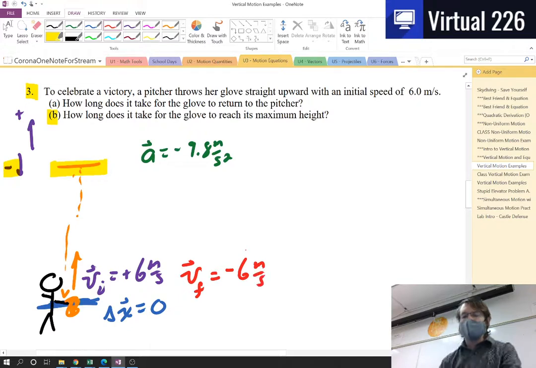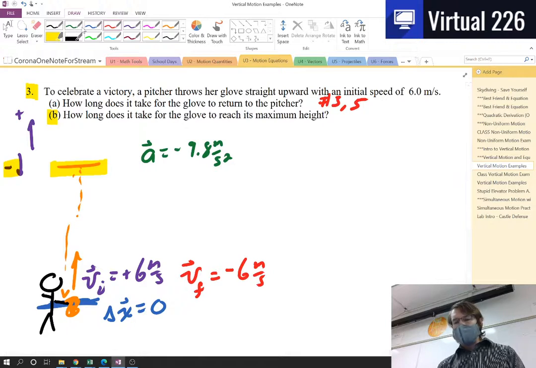So the final velocity at this return point is negative 6 meters per second. There are a lot of different things we could do here. We know 4 of the 5 things, so for question A we could use equation number 3 or equation 5. Equation 4 looks like you can use it, but if you take the final velocity plus the initial velocity, you just get 0, and it just shows you that delta x is 0. So not super helpful there.